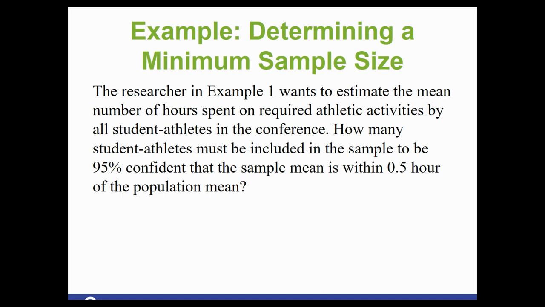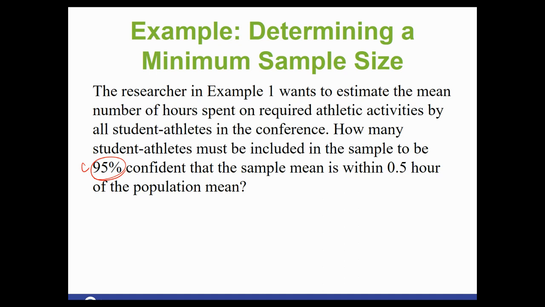The researcher in example 1 wants to estimate the mean number of hours spent on required athletic activities by all student athletes in the conference. How many student athletes must be included in the sample to be 95% confident that the sample mean is within 0.5 hours of the population mean?